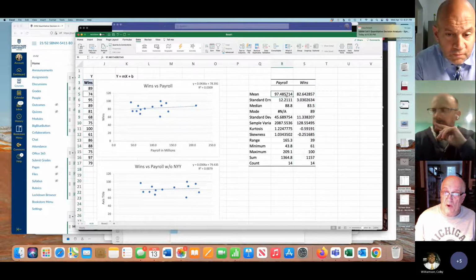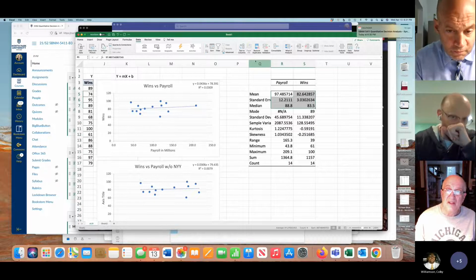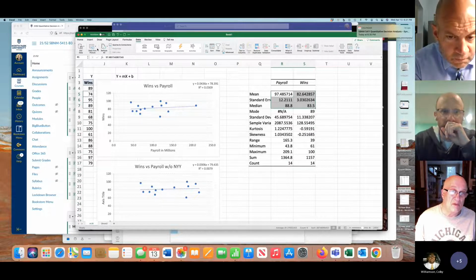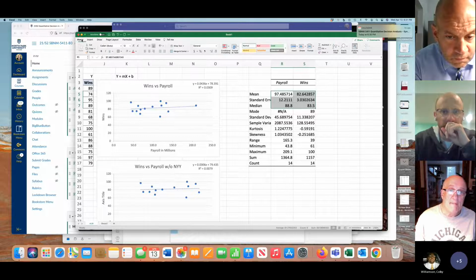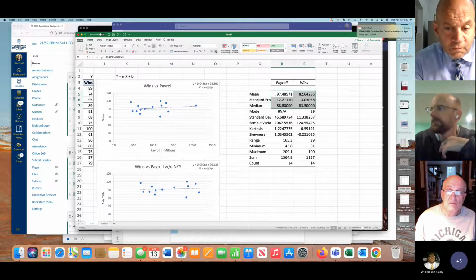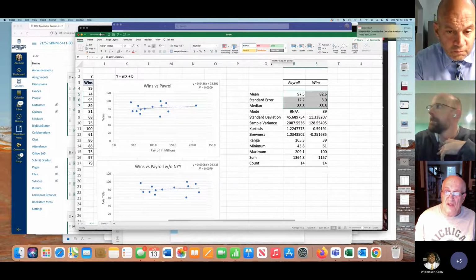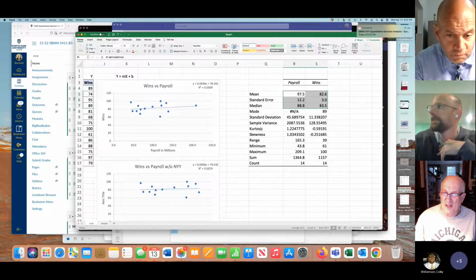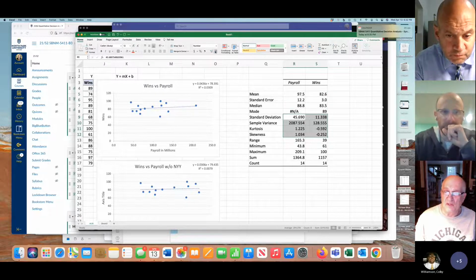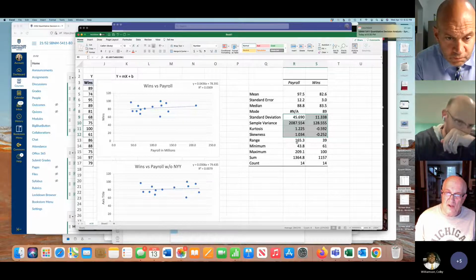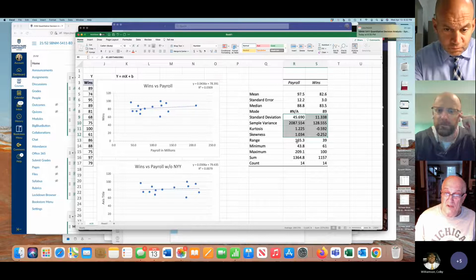My average payroll, my standard deviation, my standard error. Let's make it all one decimal place. I don't need all those decimal places. It has standard deviation, sample variance, kurtosis, and you really don't need those, but I'll leave them there just because they're there. And I may make those 3 decimal places. Skewness is when one tail is longer than the other, and the kurtosis, I don't even remember. I don't even use it for anything.